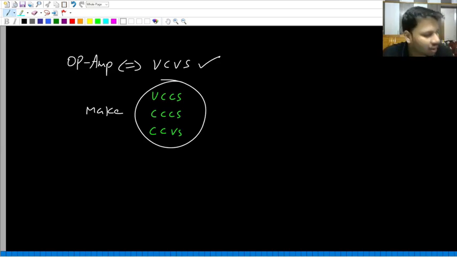And depending on how much time is available, we'll also take up the discussion on finding the input and output resistances of any given amplifier. But for now, we'll try to understand how one can make any type of dependent source using the op-amp.